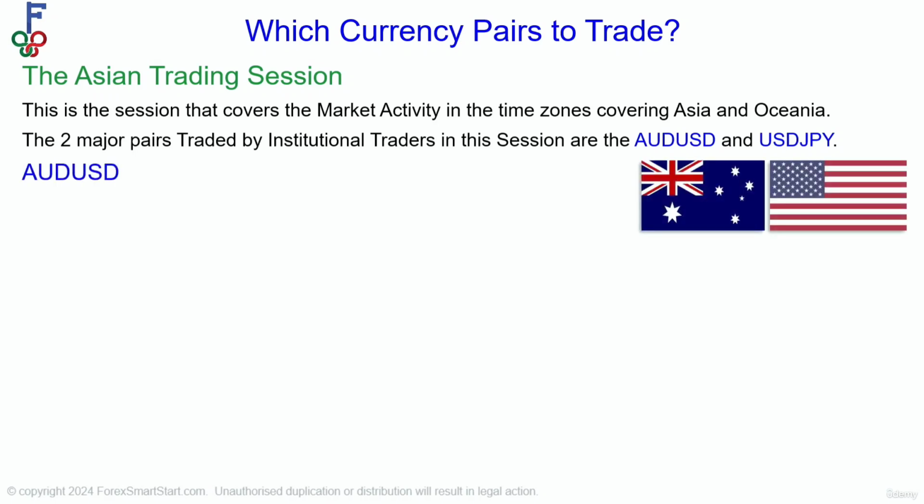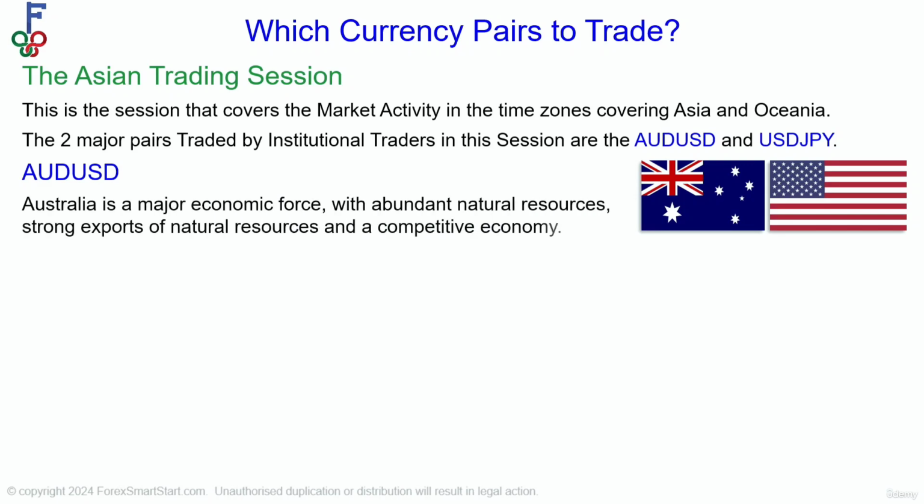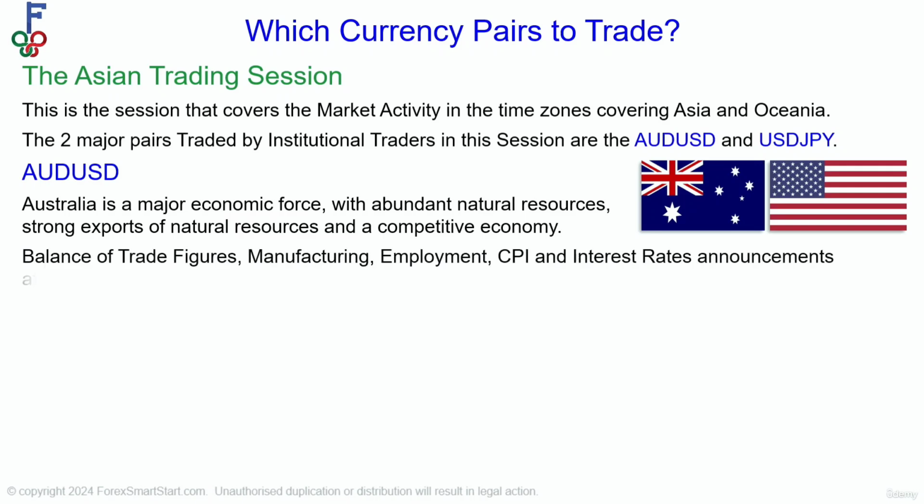Australian dollar versus the US dollar has the base currency as the Australian dollar and the quote currency as the US dollar. Australia is a major economic force with abundant natural resources, strong exports of natural resources, and a competitive economy. Balance of trade figures, manufacturing, employment, CPI and interest rate announcements affect the fundamental value of the Australian dollar.